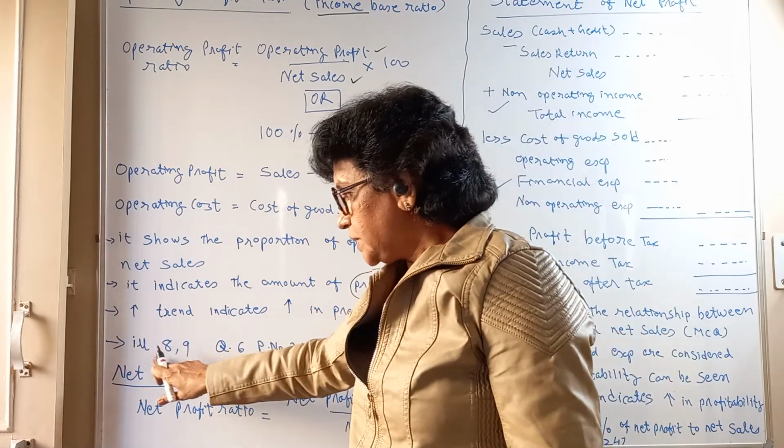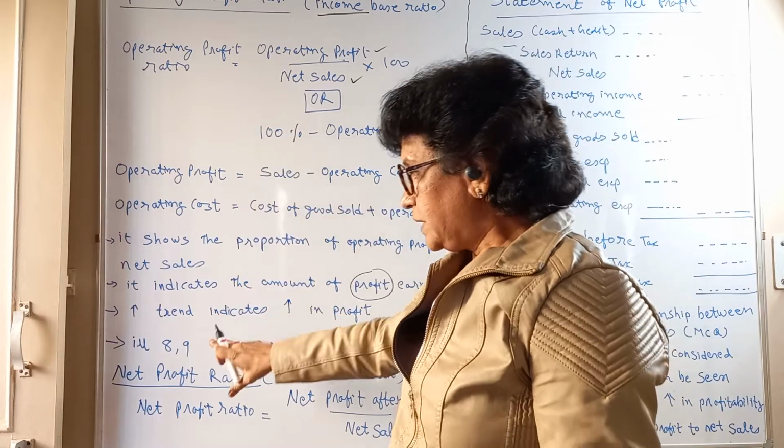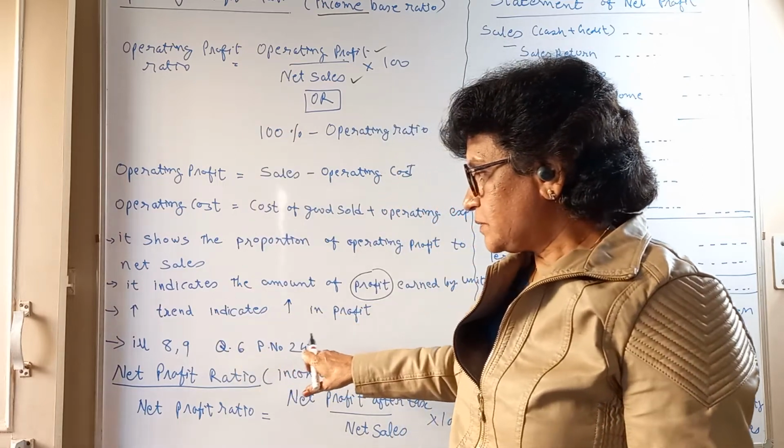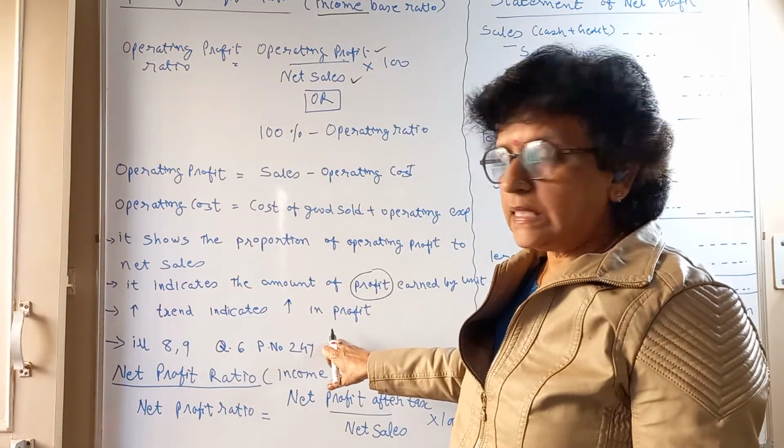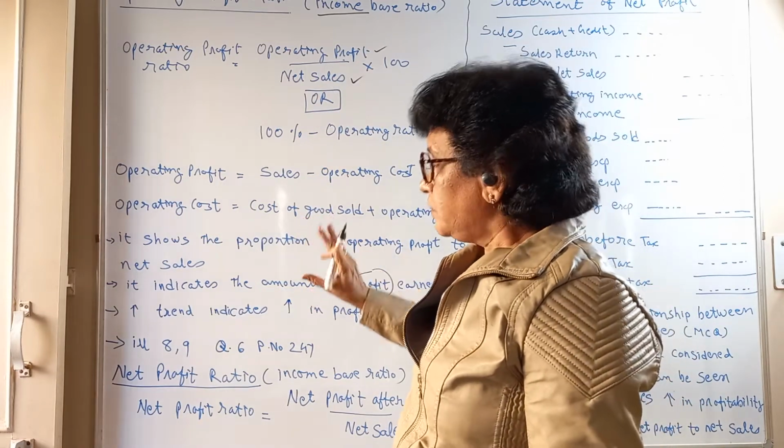From illustrations number 8 and 9 of your textbook, you will get the question on operating profit ratio, and exercise question number 6 you can easily solve after understanding the concept of operating profit.